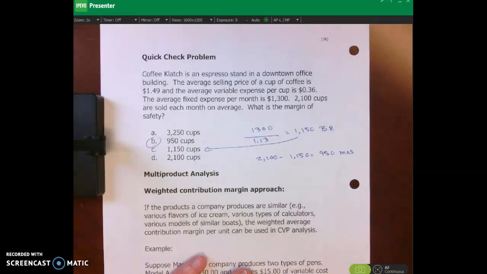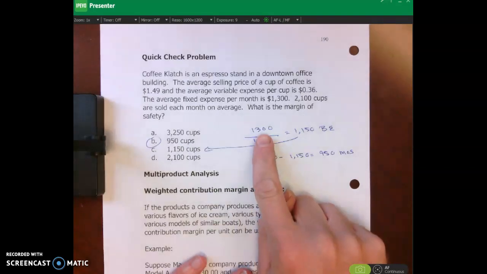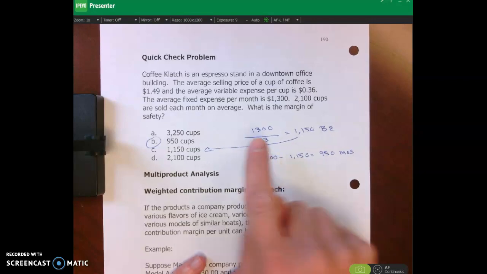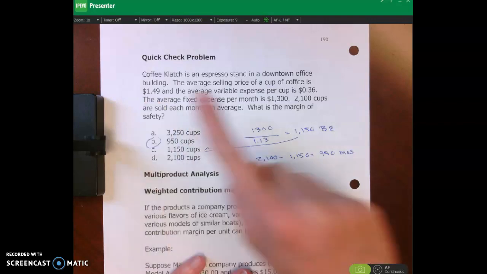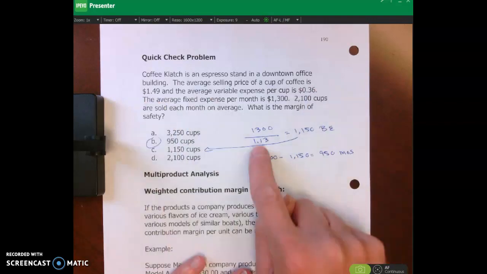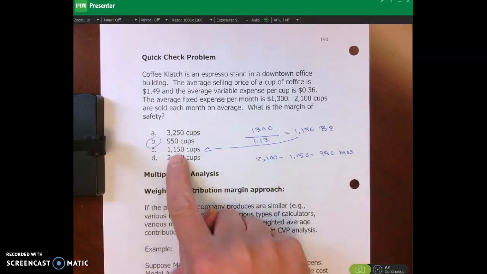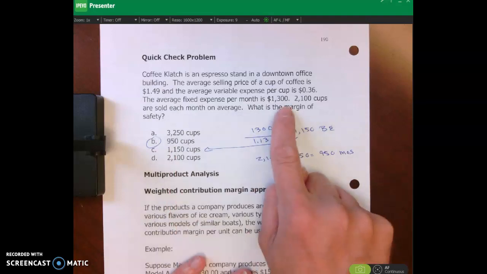Okay, so let's see how you did. To calculate break even, we put our fixed cost divided by our contribution margin per unit. How did I get $1.13? I took $1.49 minus the 36 cents. That gives me 1,150 cups to break even. You can see that's one of the answers here. Okay, so that's put in here to see if you're thinking through this. And that is not the right answer. This is the break even, but that's not what I'm asking for. I'm asking for the margin of safety.